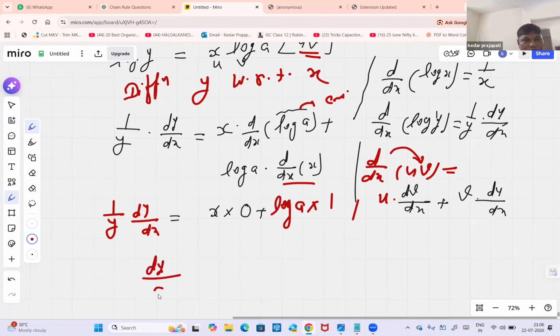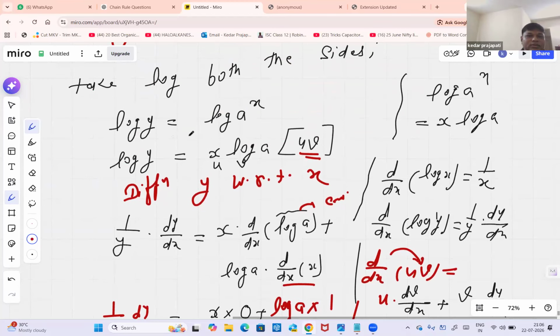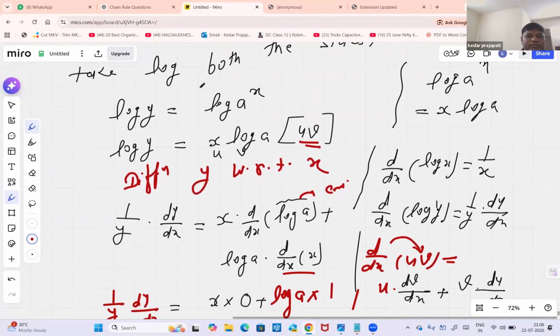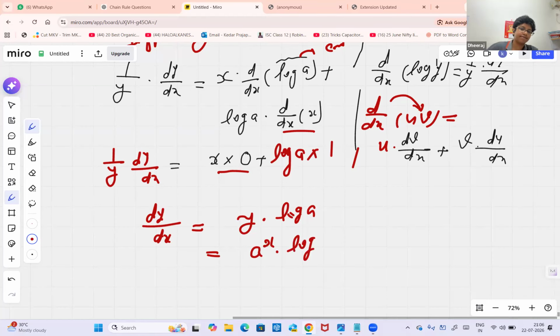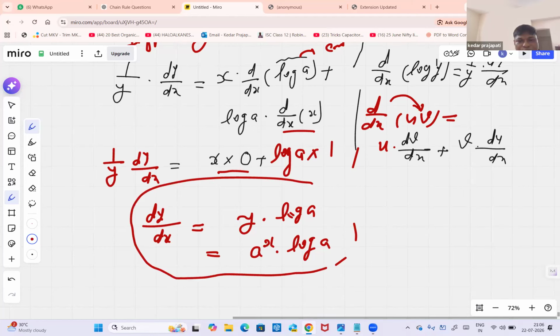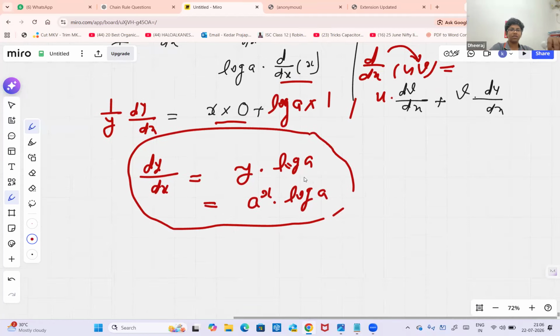So dy by dx will be y into log a. And what is y? y equal to a to power x. Substitute y here. Now this became 0. So log a. So I have told you how to derive. No need to remember. Don't mug up.